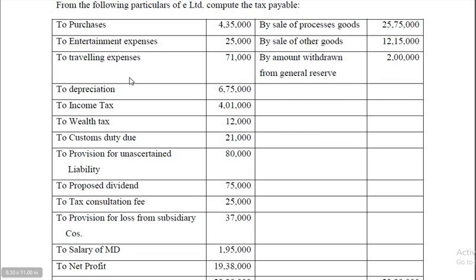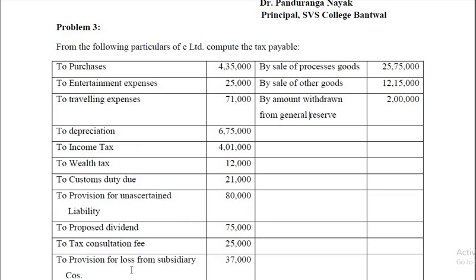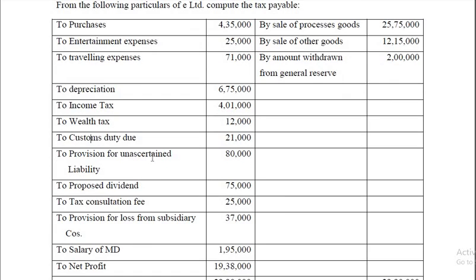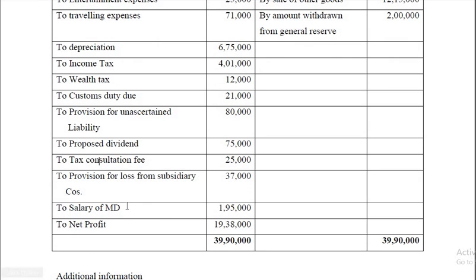Now let me tell you the treatment of the items in the computation of book profit. What are to be added back from these items which are debited to profit and loss account? This is allowed, this is allowed, this is allowed. Depreciation is not allowed. Income tax is not allowed. Wealth tax is allowed. Customs duty due is allowed. Provision for unascertained liability is not allowed. Proposed dividend should be added. Tax consultation fee is allowed. Provision for loss from subsidiary company is not allowed, therefore it should be added back. Salary of MD is allowed. Net profit is also the starting point.